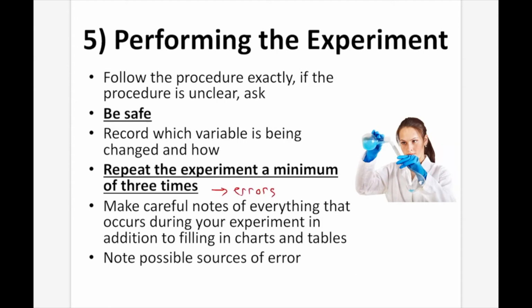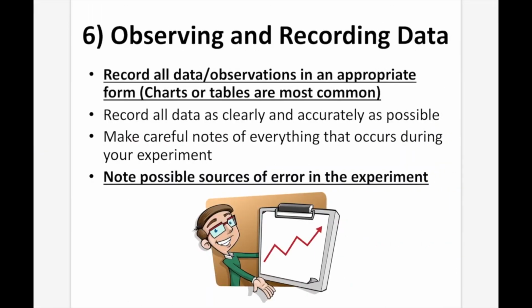So if you do something slightly different one way, maybe that'll impact your overall results. If you do it 3 times, you can get a much better idea of what your results should be. You should make careful notes of everything that occurs during your experiment, in addition to filling in charts and tables, and note possible sources of error. And this leads right into observing and recording data.